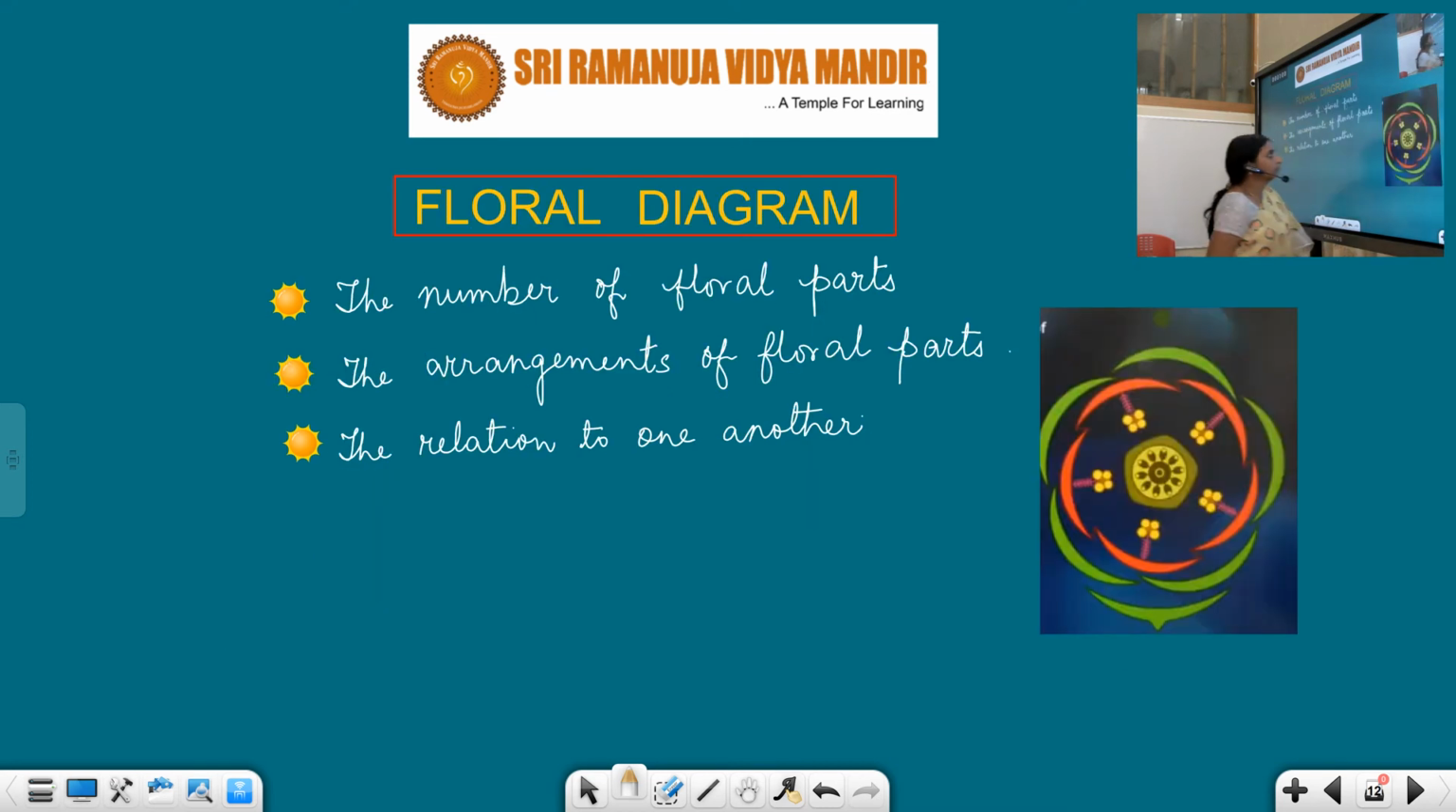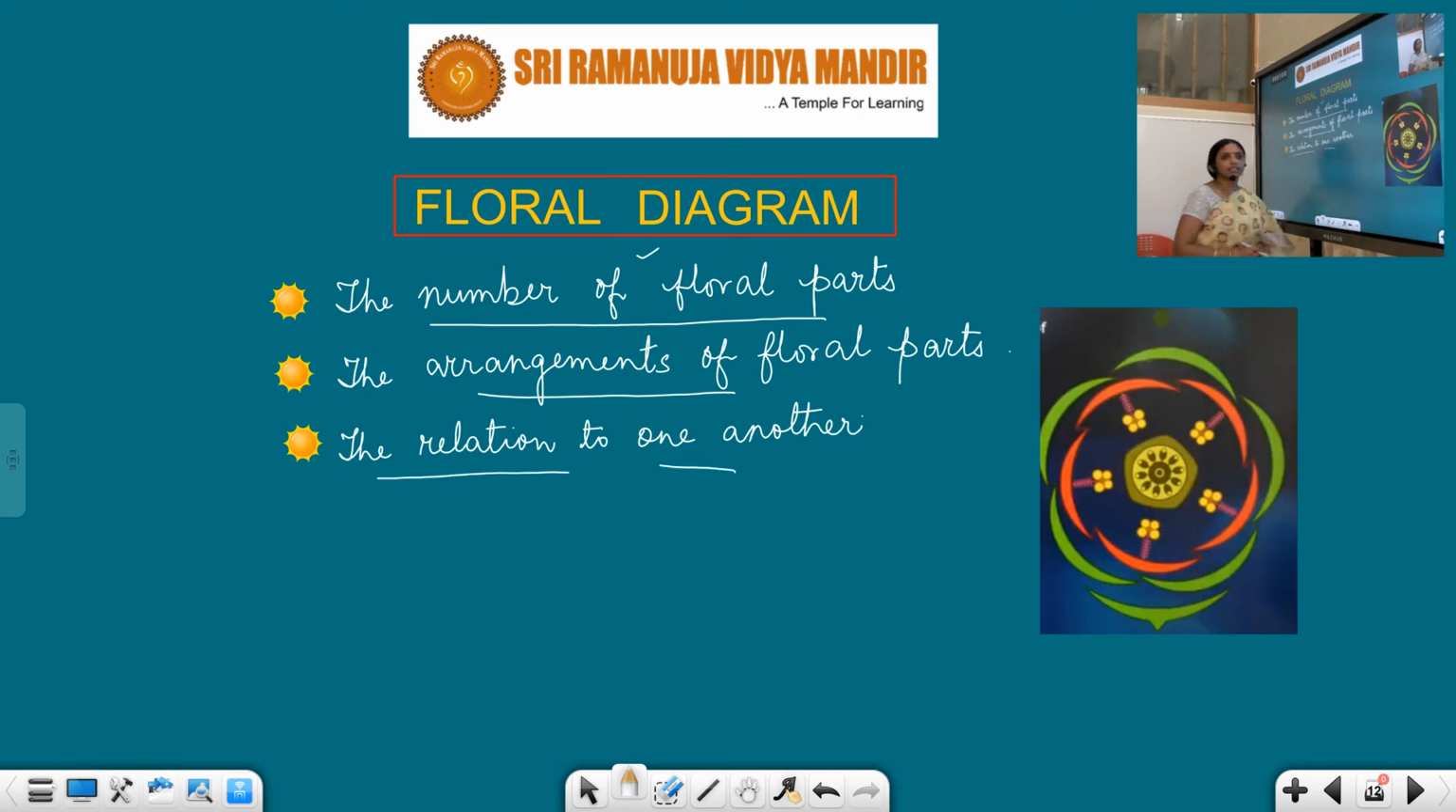So let's see how the floral diagram is drawn here. You can see the number of floral parts. First, how many sepals are present in the calyx, and the arrangement of floral parts, how they are arranged. What is the estivation, and the relation to one another. What is the relation between the androecium and the corolla? This can also be represented here.